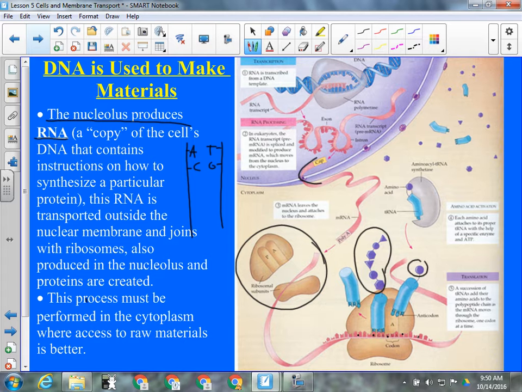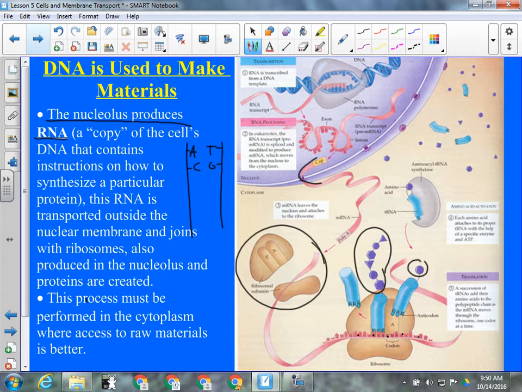Wouldn't it make more sense to not send it outside and just do it all in there? Okay. The reason it gets built out here, two reasons. First off, there's more raw materials out here. It's hard to get stuff into the nucleus. We don't want to be bringing stuff in there in order to build something, because then we might bring in something bad. So this process always occurs out here to protect what's inside the nucleus.